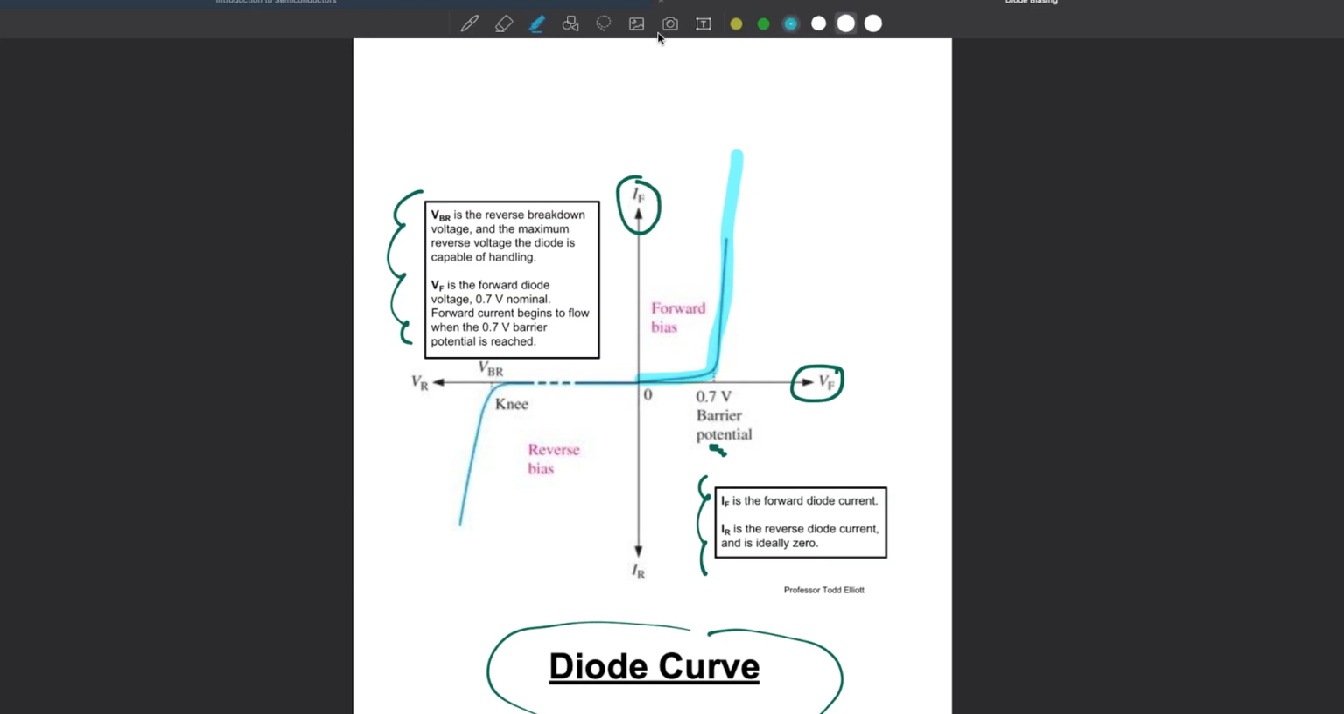If we're going to go in the reverse direction, then we're going to be down here, basically no current until we start getting to the breakdown region. We don't want to be down here. This will destroy the diode. Okay, so we don't want to be down in this region at all. So this is the reverse bias, and this is the forward bias.